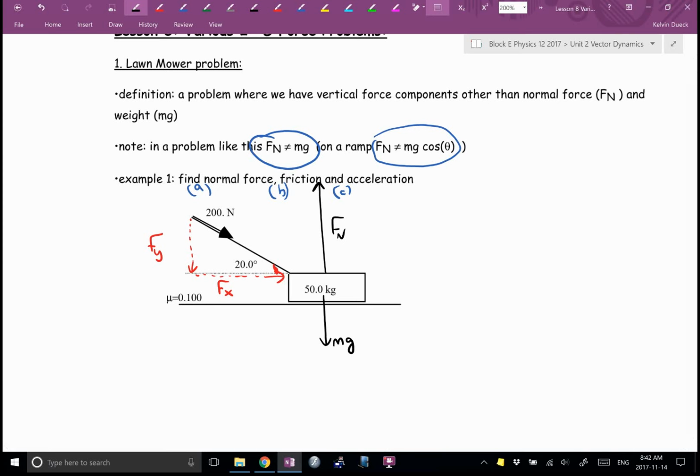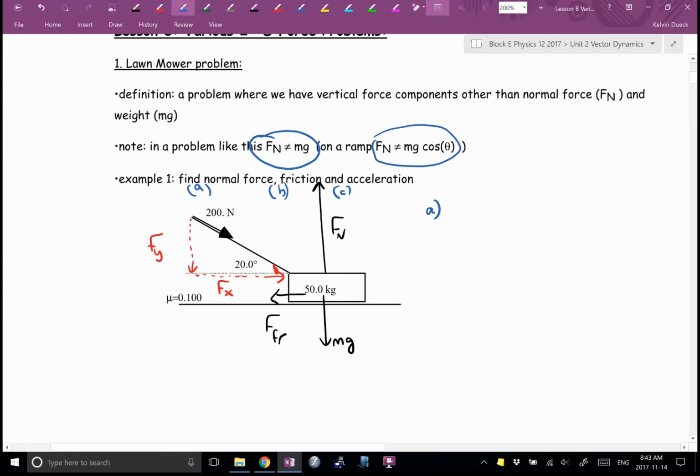What else? Is there friction in this question? Yeah? Which way? I'm pretty sure this is accelerating to the right because there is an FX pushing it to the right. There is a horizontal component pushing it to the right. I'm pretty sure friction is there. Not quite sure how big to draw that one yet. Okay. Here we go.